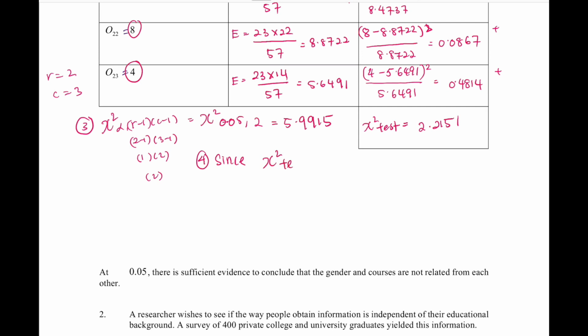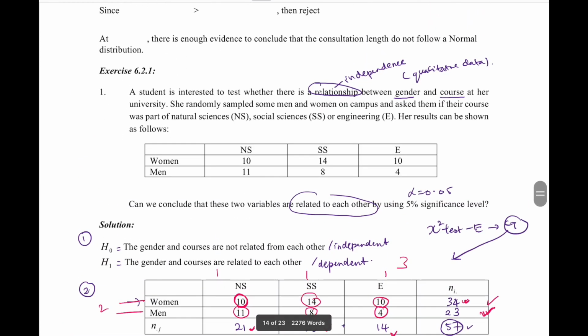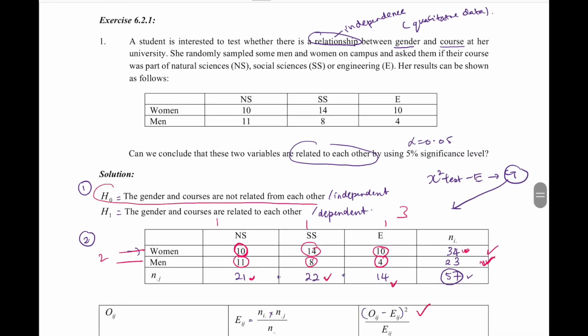So step number 4. Since the chi-square test, 2.2151, is less than the chi-square critical value, do not reject H null. Okay, what will happen if you do not reject H null? You accept the H null. Accepting the H null means that at alpha 0.05, the gender and course are not related to each other, so they are independent. So there is no relationship between gender and course.